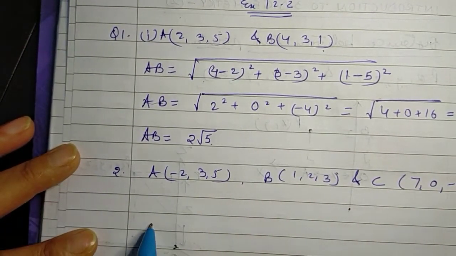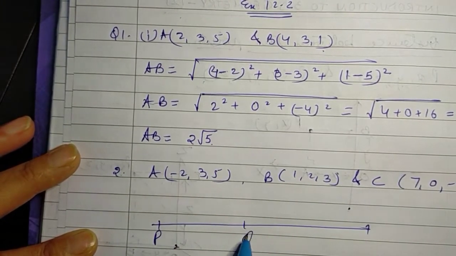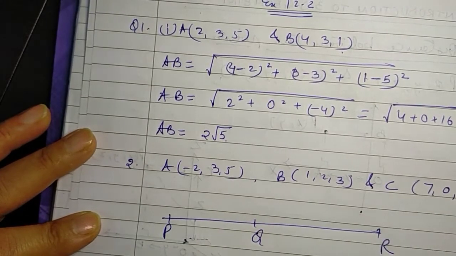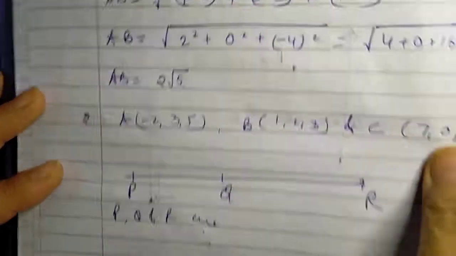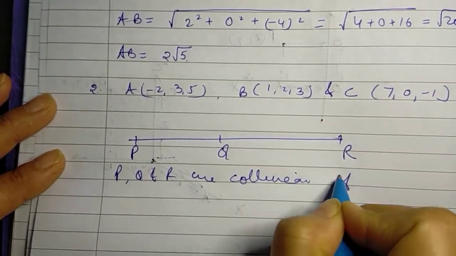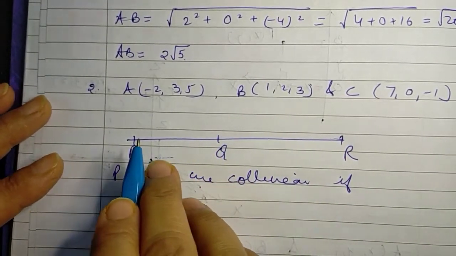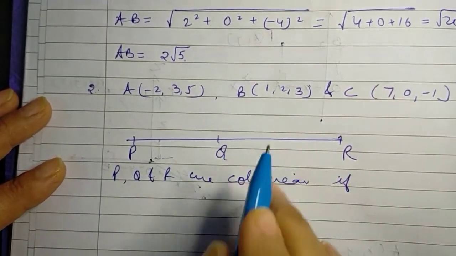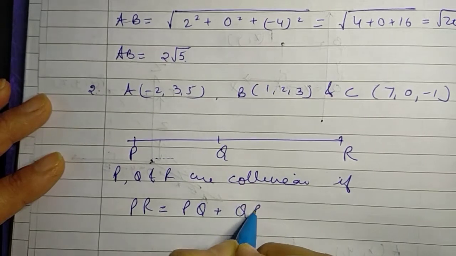Now we know that given any 3 points, let's call them P, Q, R, any 3 points are said to be collinear if the sum of the two distances PQ and QR is equal to the distance between P and R, that is PR is equal to PQ plus QR.